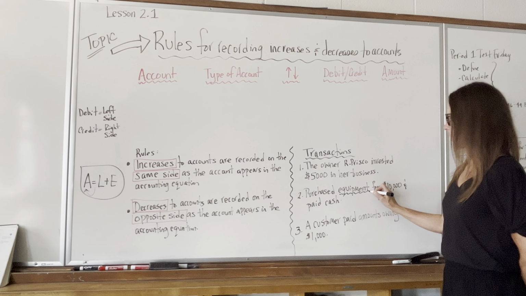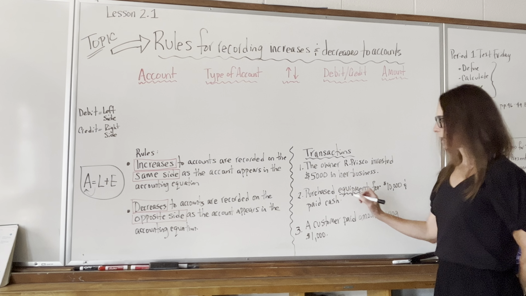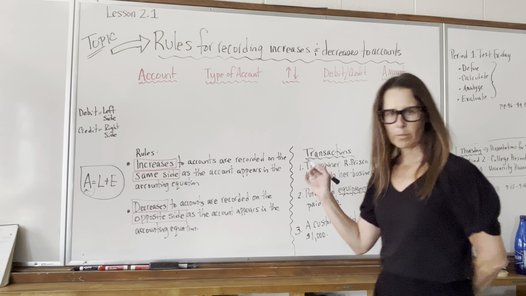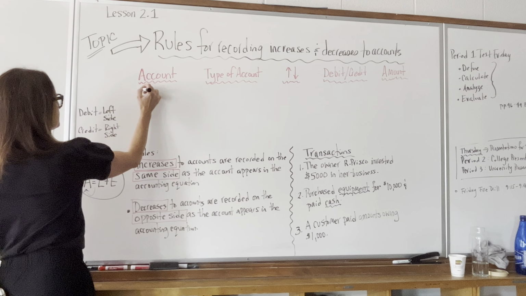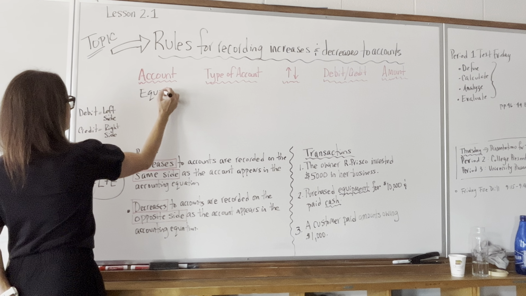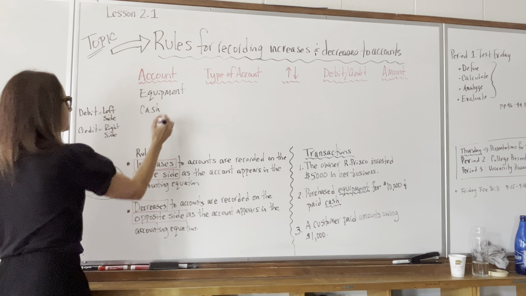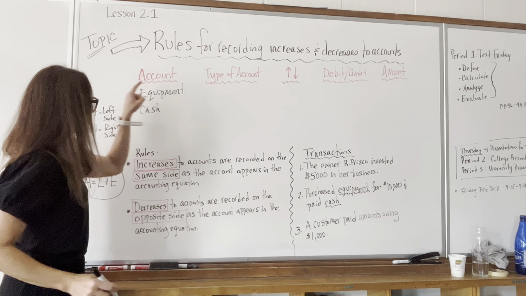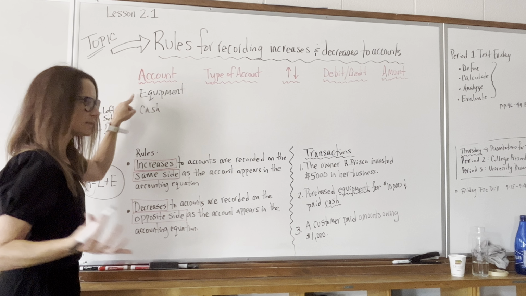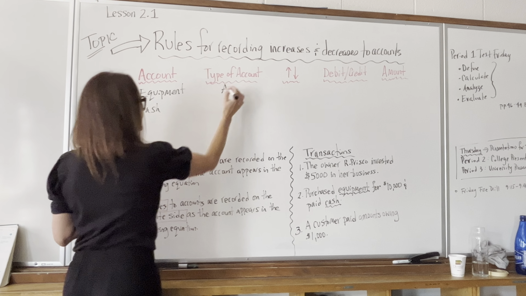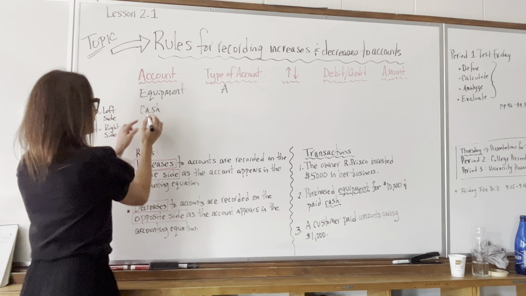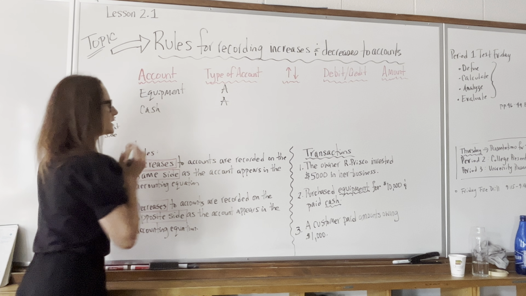I know I'm getting equipment and I paid by cash. So I have equipment and cash. What kind of account is equipment? It's asset. I'll put an A for asset this time to speed it up. Cash, you all know that's an asset.